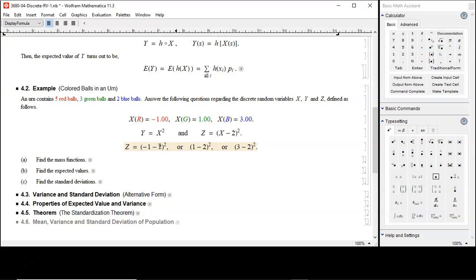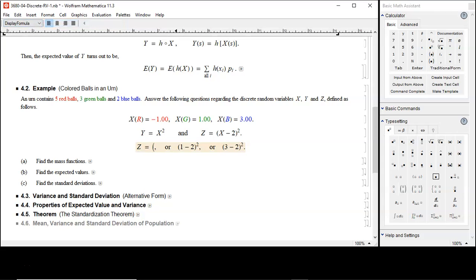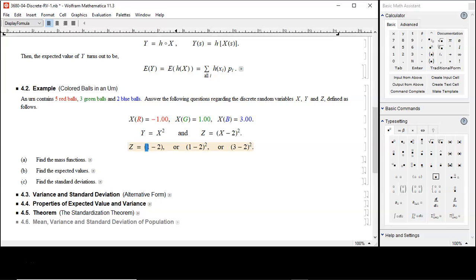And what is -1 minus 2 squared? -3 squared? That's 9, isn't it? Oh, never mind. Hey, how do I undo? Okay, let me get this one back. Let me copy and paste.